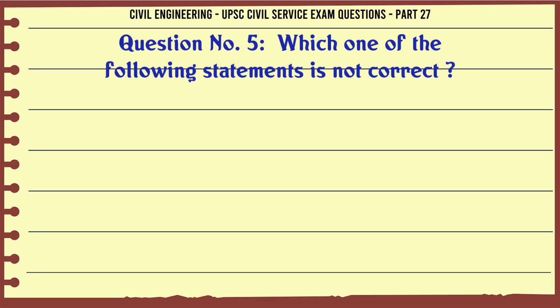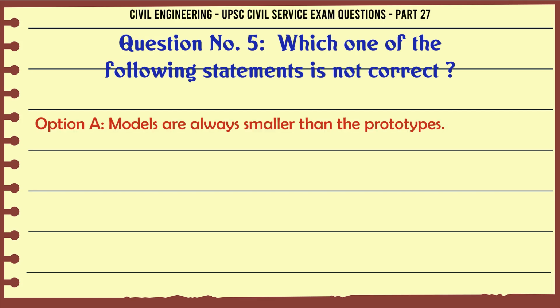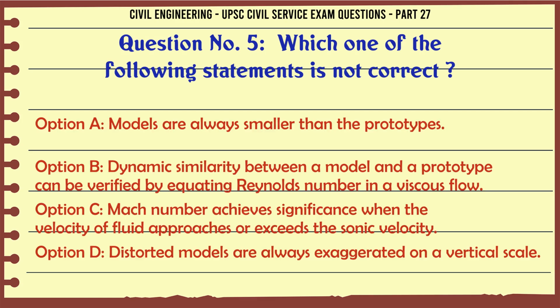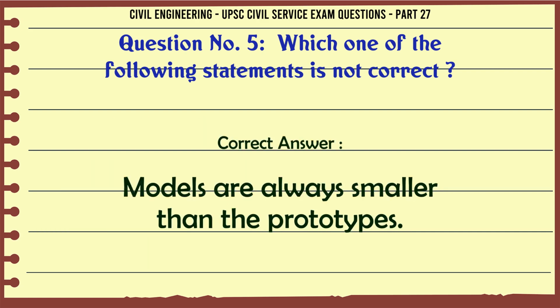Which one of the following statements is not correct? A. Models are always smaller than the prototypes. B. Dynamic similarity between a model and a prototype can be verified by equating Reynolds number in a viscous flow. C. Mach number achieves significance when the velocity of fluid approaches or exceeds the sonic velocity. D. Distorted models are always exaggerated on a vertical scale. The correct answer is models are always smaller than the prototypes.